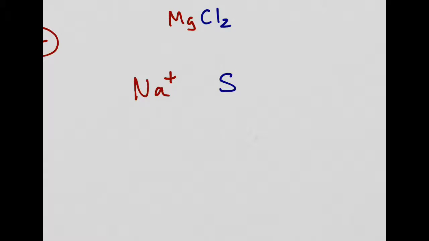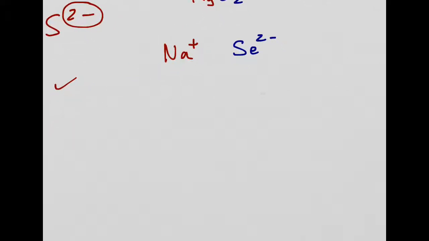So instead, let me choose selenide, selenium's anion. So selenide looks like that. And of course, in order to balance this, I'm going to need 2 sodiums for every one of my selenide anions. So how do I do that? Very simple. Take my sodium, and since I need 2 of those, have a subscript of 2 with my selenide ion, like that.